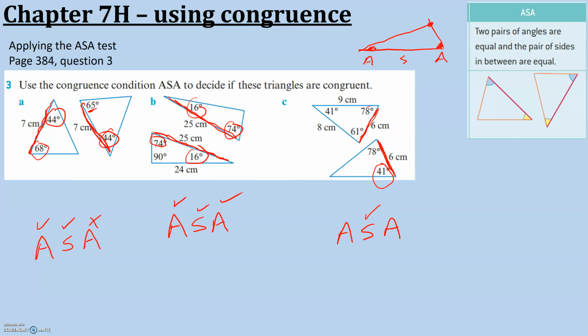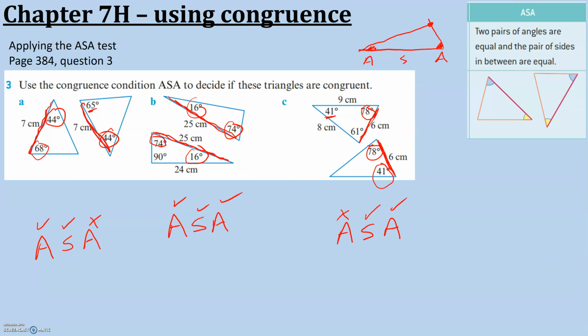41. Now, there is a 41 on this triangle, but it's not on the side that we care about. What we've got here is a 61 and a 71. So we don't have a match for our 41 degrees. Our 78 does match, but that doesn't matter because we've already failed our test. These two triangles are not congruent, and we know that because they failed the angle side angle test.